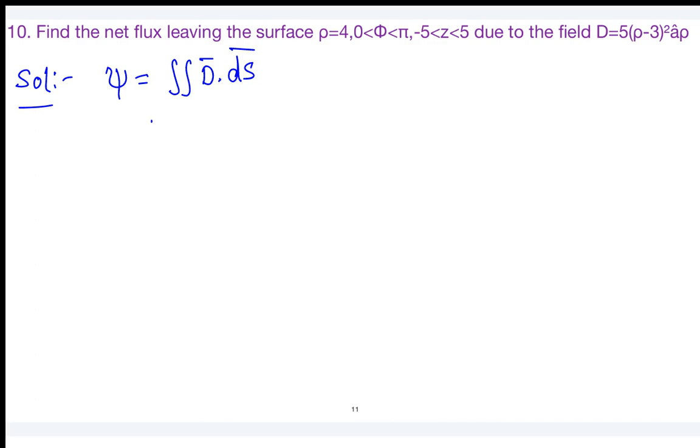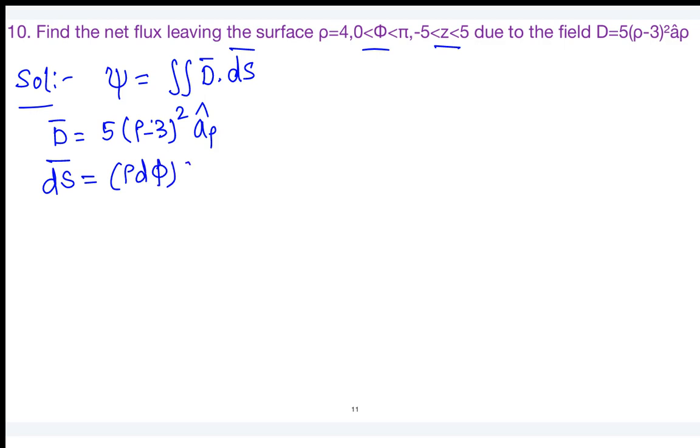So you know that the flux density is straight away given by phi rho minus 3 whole square into aero cap, and ds will be, since rho is constant, phi is changing and z is changing, so there is a change in phi and there is a change in z, and since rho is constant, the direction will be aero cap.